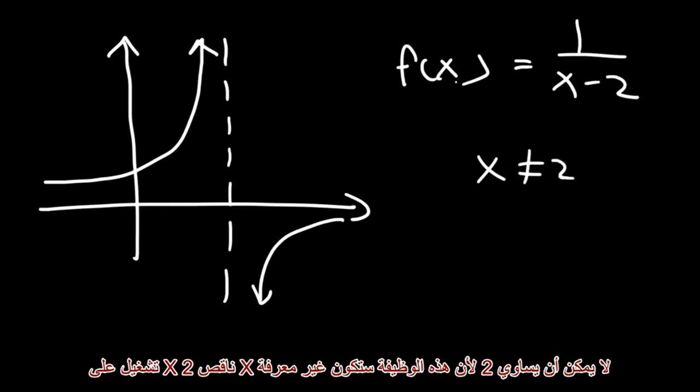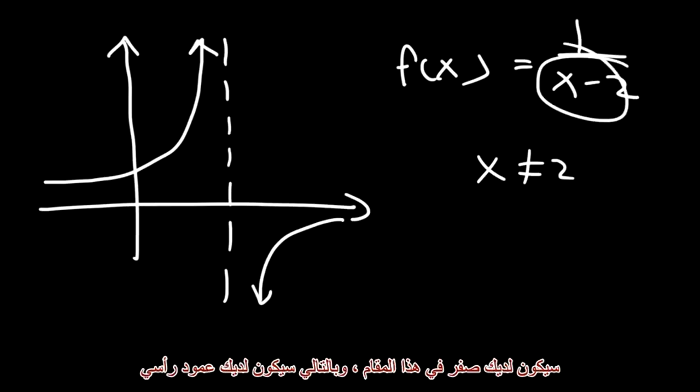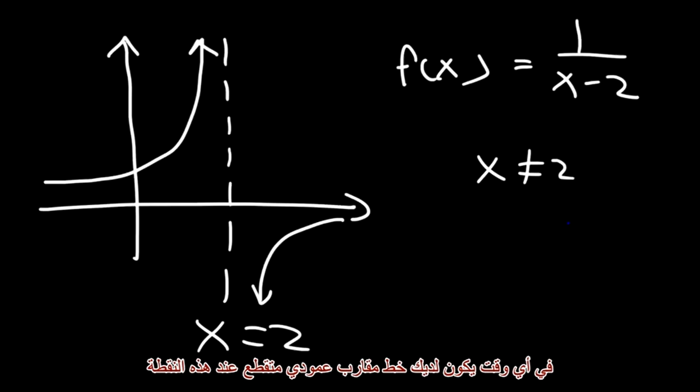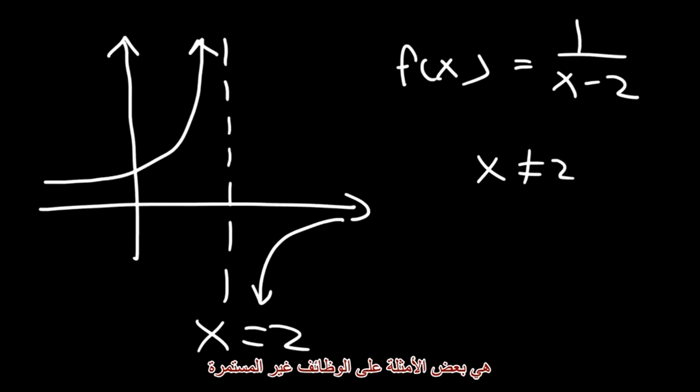X cannot equal 2 because this function will be undefined. You'll have a 0 in the denominator. And so you're going to have a vertical asymptote at x equals 2. And that's going to be a point of discontinuity. So anytime you have a vertical asymptote, it's discontinuous at that point. So those are some examples of functions that are not continuous.